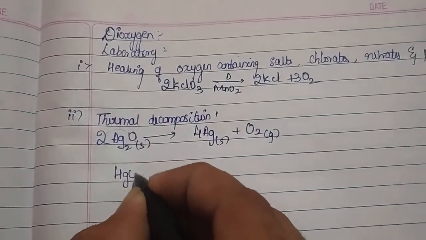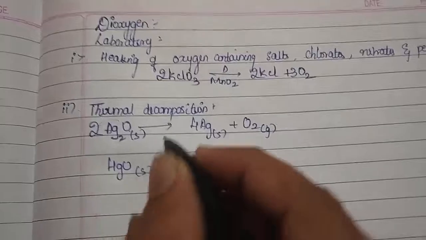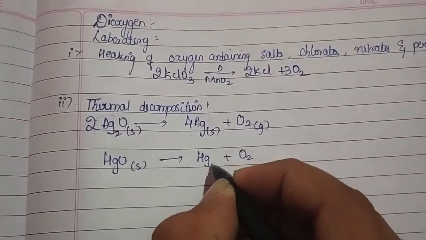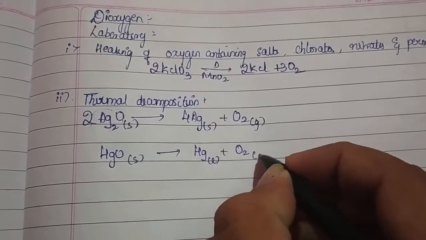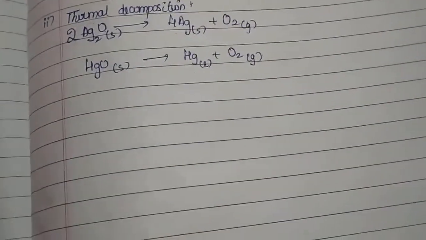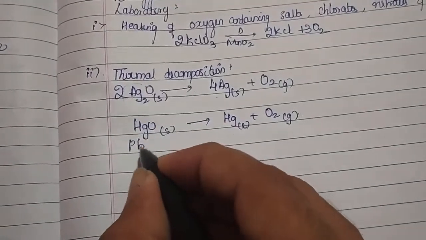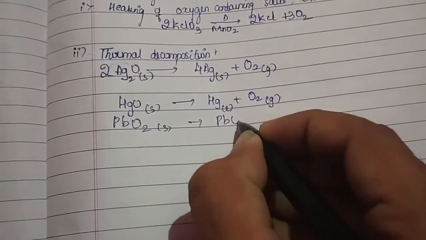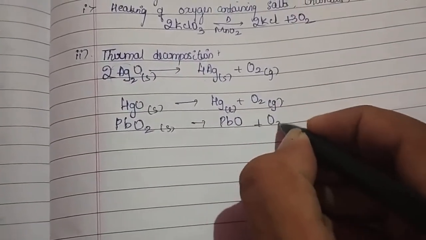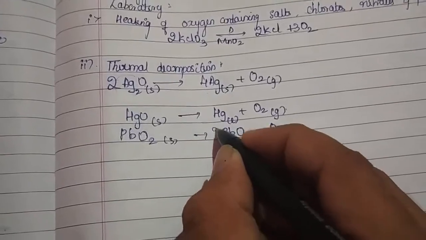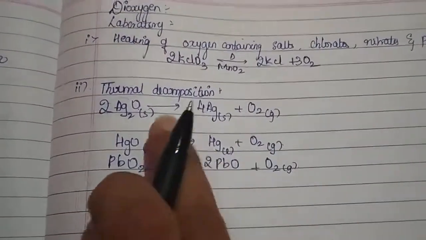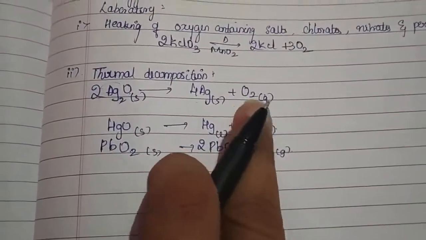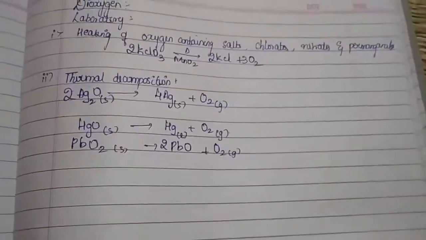Coming to mercuric oxide, HgO, here also you see thermal decomposition, which gives Hg plus O2. But do remember this Hg is in a liquid state, whereas the oxygen obtained will be in the gaseous state. Similar is the case with lead oxide, PbO2, which is a solid and gives PbO, but along with that O2 gas is liberated. So what have we done here? Just by the thermal decomposition of oxides of metals, you can easily get oxygen as a product.